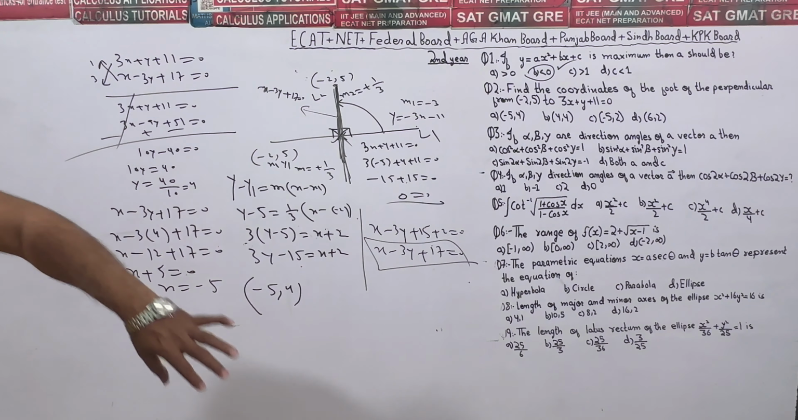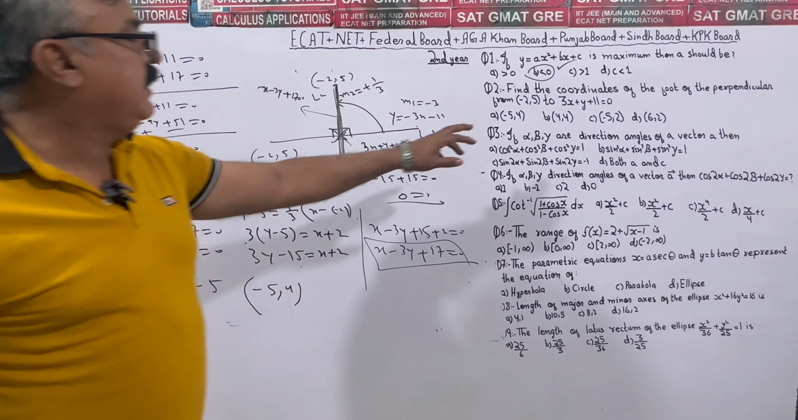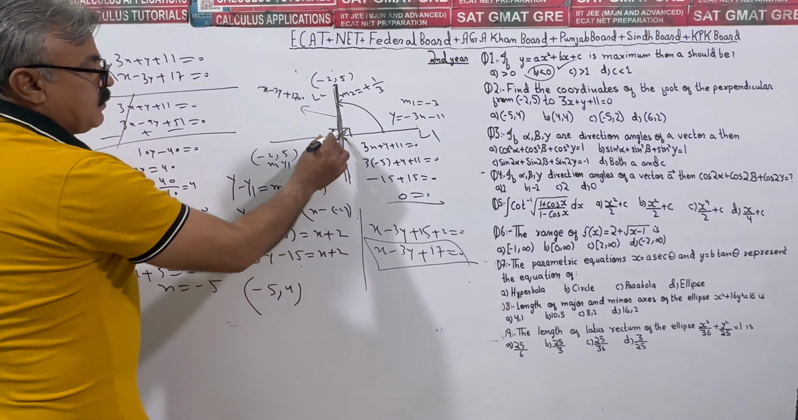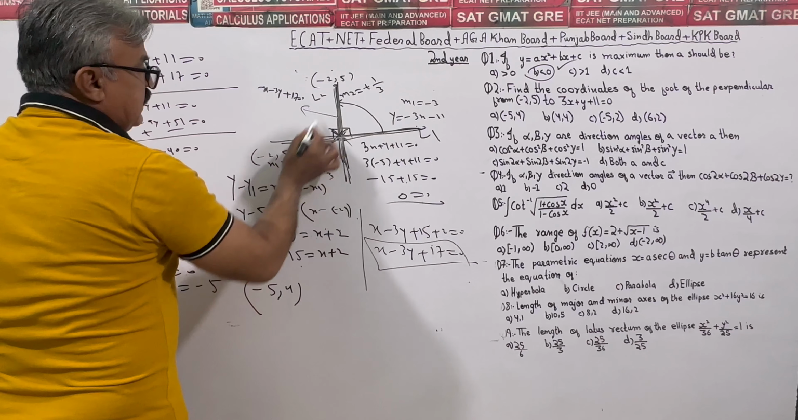That is the method to be adopted for subjective questions. In case of MCQ attempting, just put the values to arrive at the result, because this point satisfies both this line as well as this line.